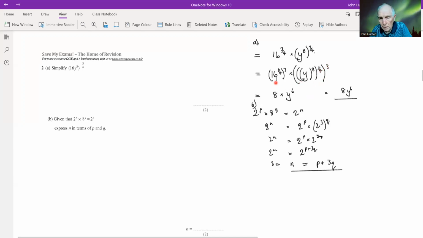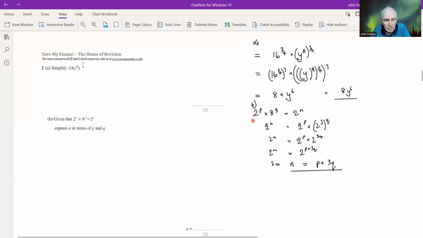So what have we got? 16 to the power of 1/4 is the 4th root of 16, which is 2, and then we cube that back up to give us 8. And then it makes sense to do 1/4 of 8, so it's y squared, and then that is to the power of 3, which is going to be y to the power of 6. Right, and that's part A, 8 times y to the power of 6.